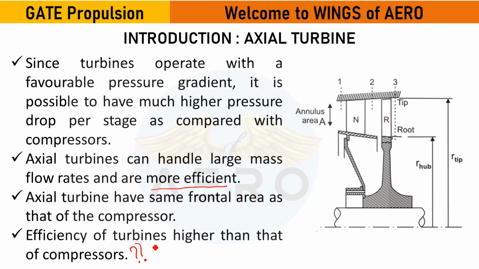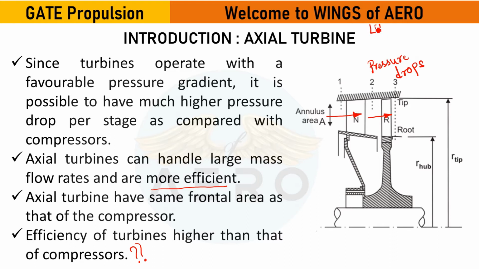So generally the efficiency of this turbine is to be higher. The main reason is, in the turbine, as I have said, when the hot gas flow moves to the nozzle followed by the rotor, across each of this stator and the rotor, the pressure drops.